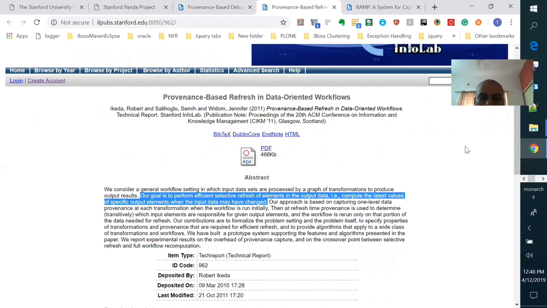Our goal is to perform efficient selective refresh of elements in the output data, computing the latest values of specific output elements when the input data may have changed. This not only takes care of that, but it will transitively take care of all the dependent data and update those as well.